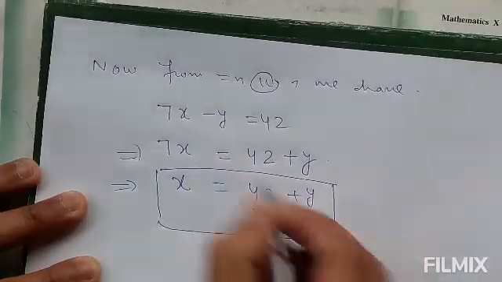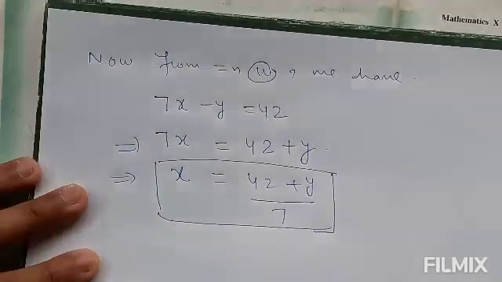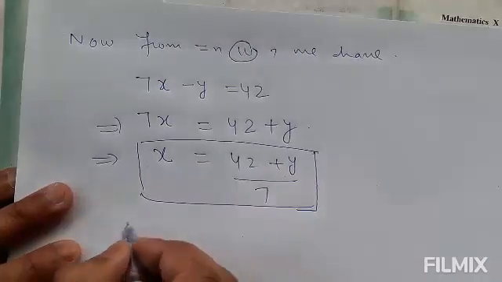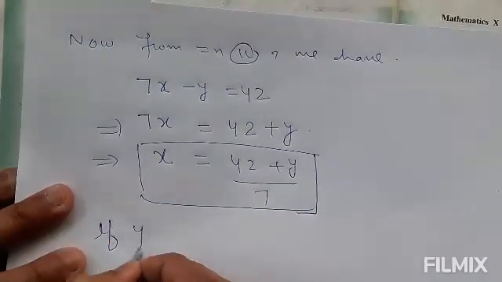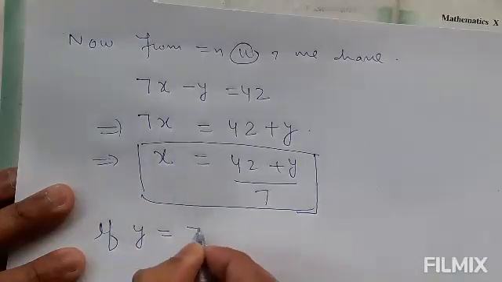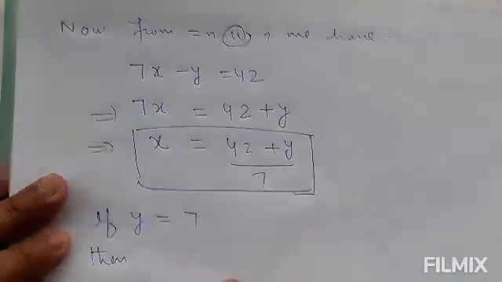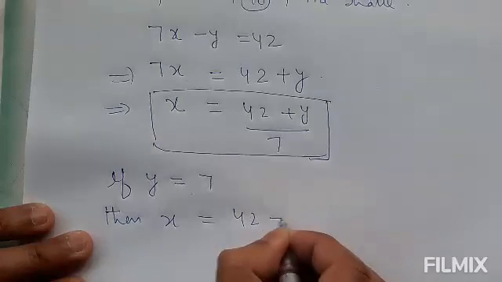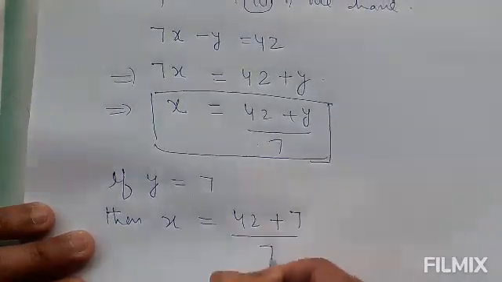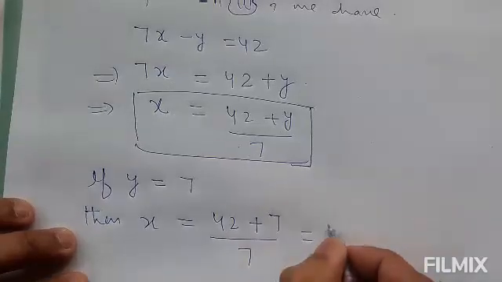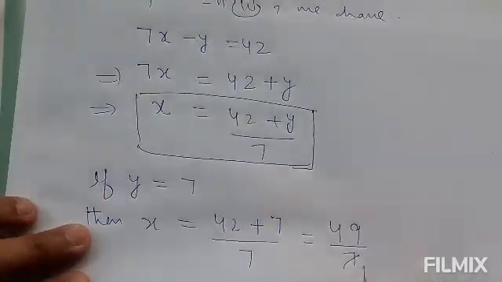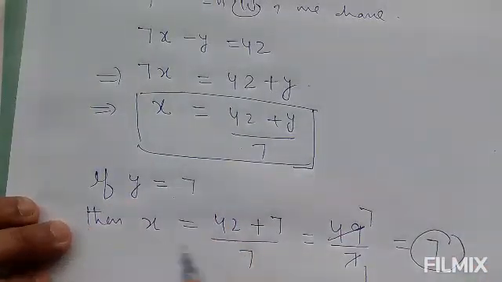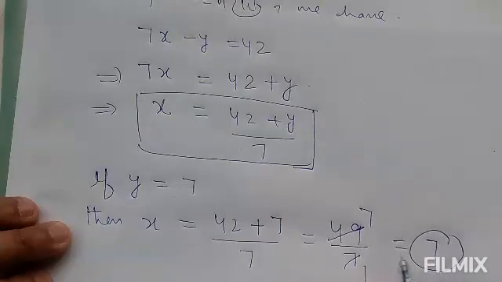As we did in the previous equation, the same procedure we have to adopt here. If y equal to 7, then x equal to 42 plus 7 divided by 7, this is 49 divided by 7. 7 ones are 7, 7 sevens are 49, that is 7. So when the value of y is 7, then x is 7.